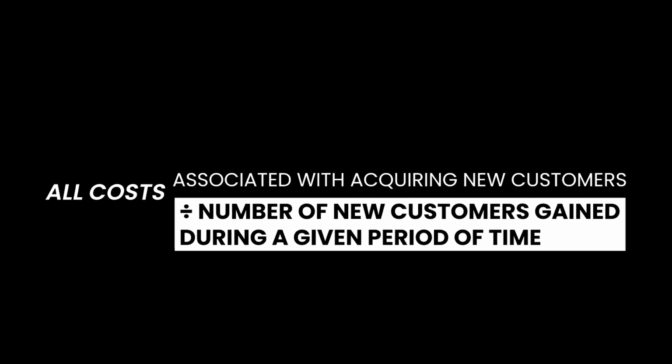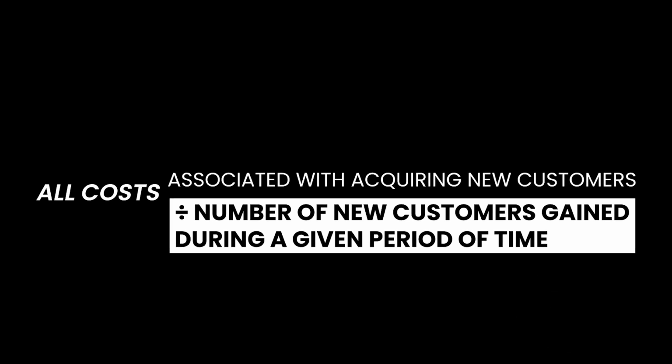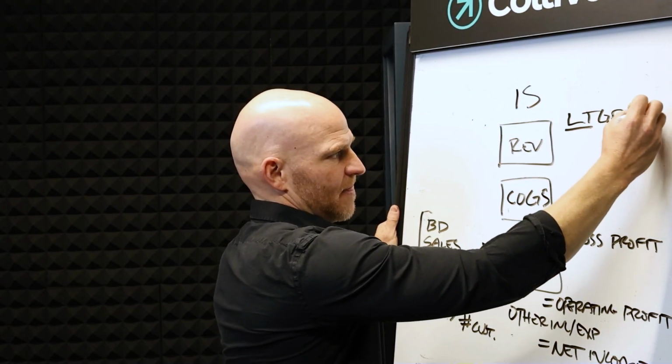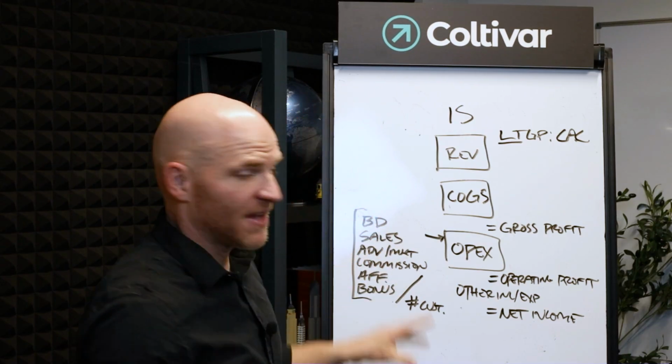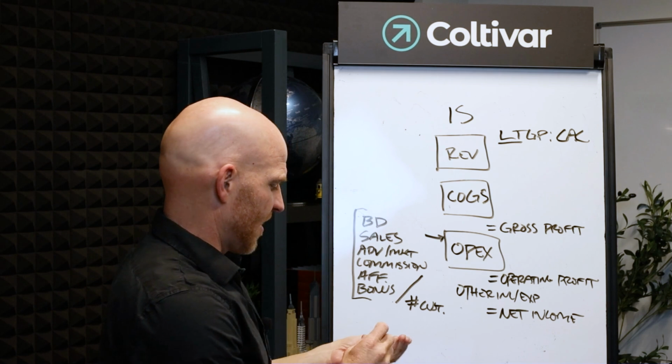You're going to take all of this and you're going to divide it by the number of new customers that you brought on during a given period of time, right? So that's how you get the ratio of LTGP to CAC. So you can compute this in your company right now today to understand what this looks like.